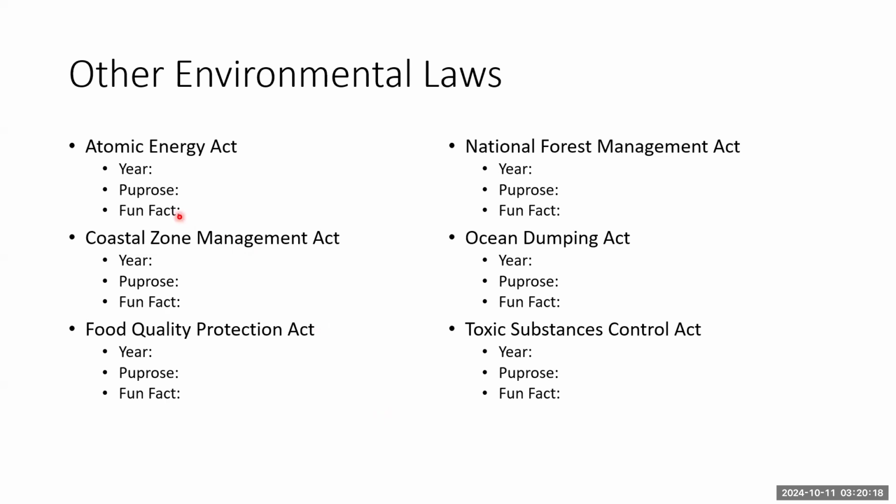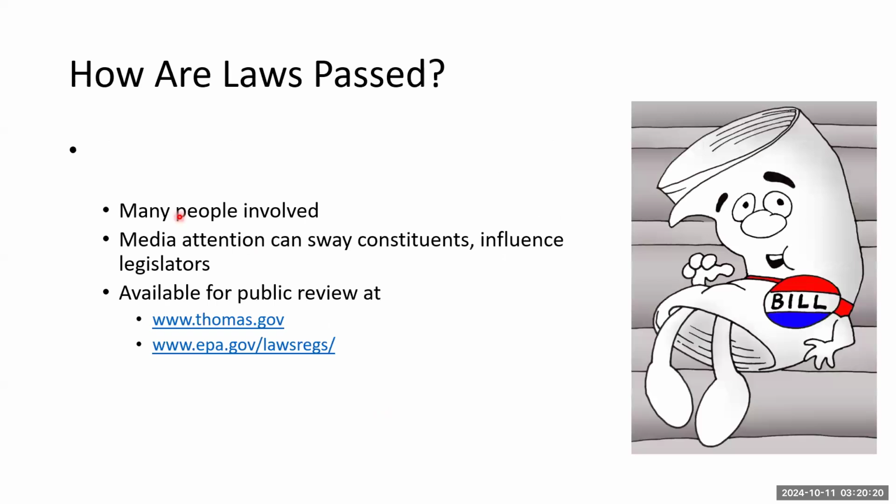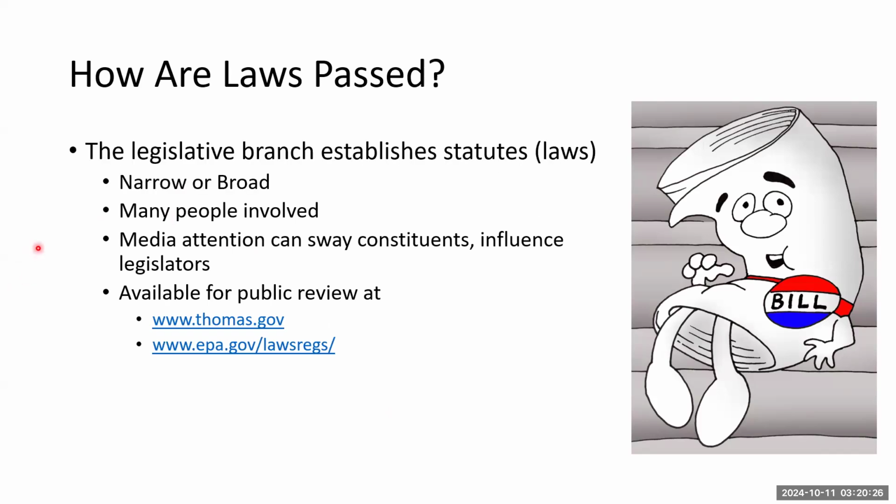All right. So we have all these laws that the executive ultimately gives us. How, again, are these laws passed? Well, the legislative branch does that. So the legislative branch is going to establish the laws, which they call statutes. Each statute, each law can be extremely narrow or broad. So something like the Environmental Protection Act is extremely broad.